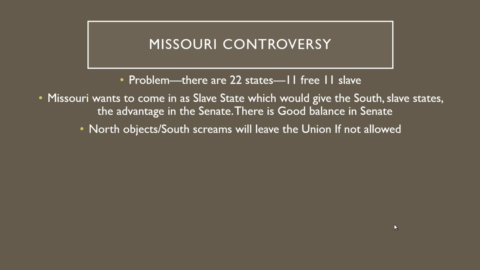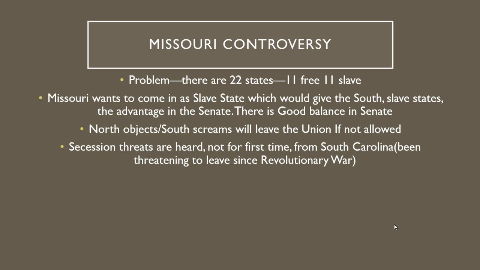The North objects. The South just screams that they'll leave the Union if not allowed in as a slave state. Secession threats are heard. It wouldn't be the first time that they would hear this from South Carolina. They've been threatening to leave since the Revolutionary War.